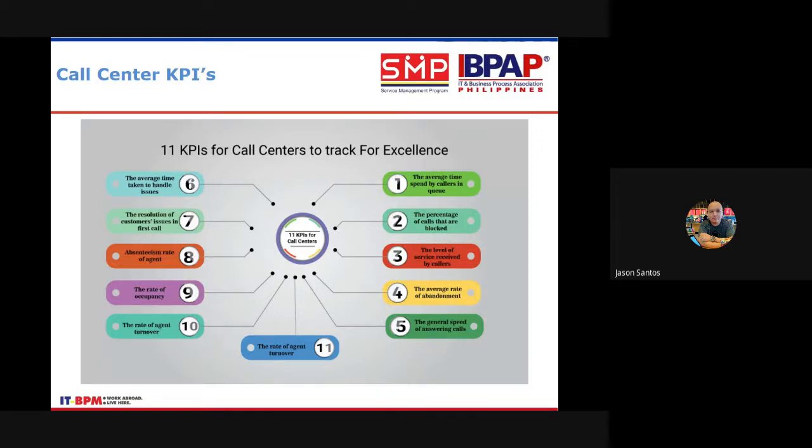So, resolution of customers' issues in first call. So, yan yung tinatawag nating first call resolution. Kumbaga, hindi na pabalik-balik yung customer. Kasi ibig sabihin, pag pabalik-balik siya, yung mga unang tawag niya, hindi binigay lahat ng information or hindi na-solve maayos ng mga first agents yun. So, yun yung iniiwasan natin.